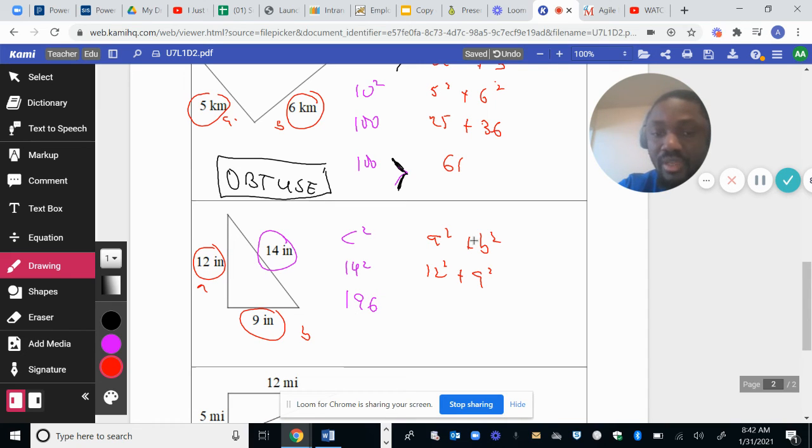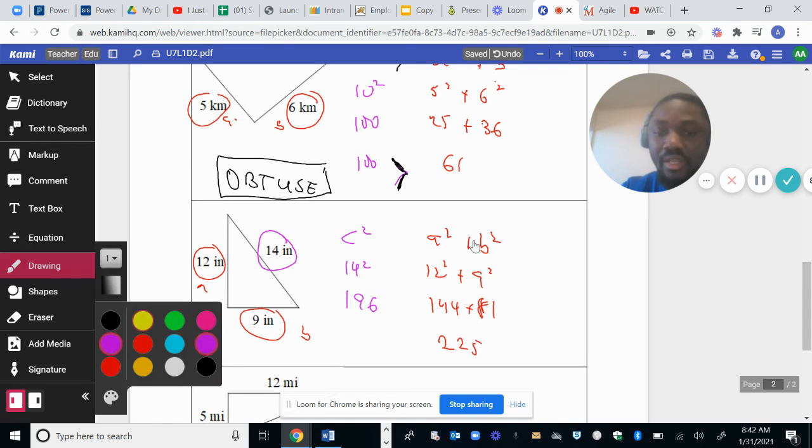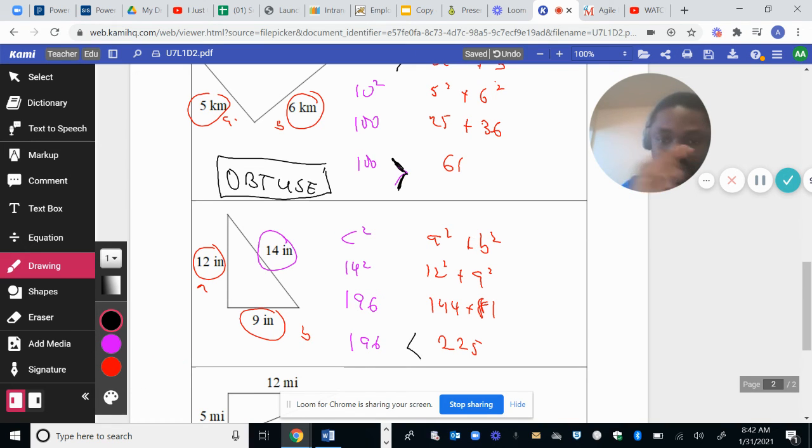And then 12 squared gives 144. And the other one, 9 squared is 81. That is 9 times 9. So the sum of this gives 225. And on the other side we saw that C squared is 196. As you can see, 225 is greater than 196. So it means C squared is less than the sum of the squares of the two legs. So here we talk about acute.